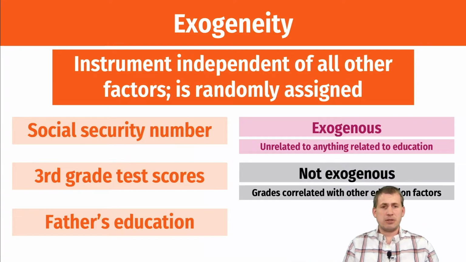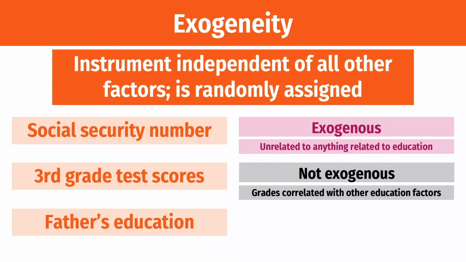Third grade test scores are definitely not exogenous. Your grades in any grade, third grade or 12th grade or whenever, are correlated with a whole host of things that also cause more education. And so it's not really exogenous. There's arrows coming into your third grade test scores, and so it doesn't really work.